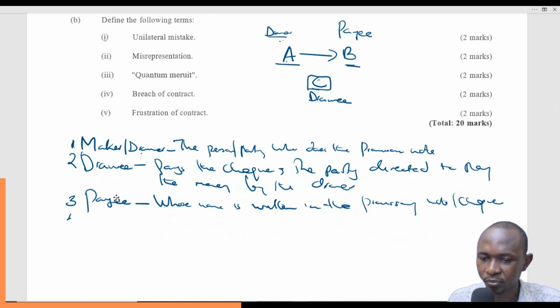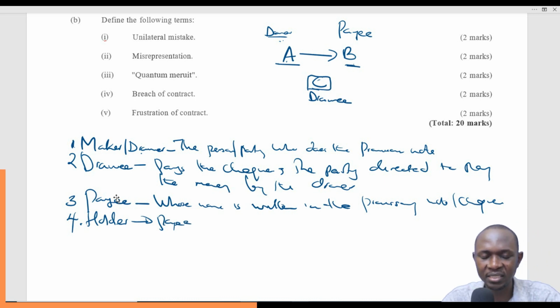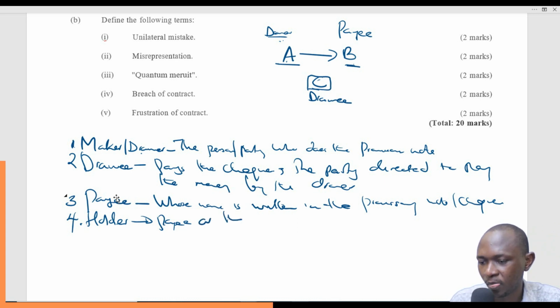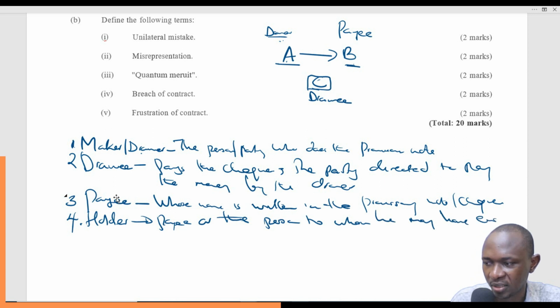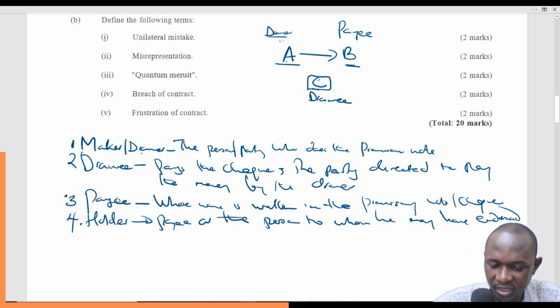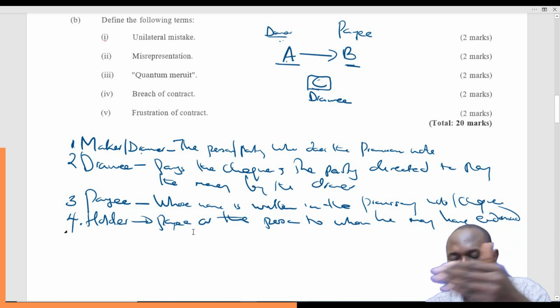And then we have the holder. The holder is supposedly assumed to be the payee. The holder is the person who has this instrument with him. So the holder is supposed to be the payee or the person to whom he may have endorsed, the person to whom the payee may have endorsed either the check or the promissory note.